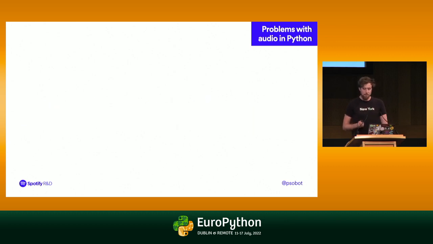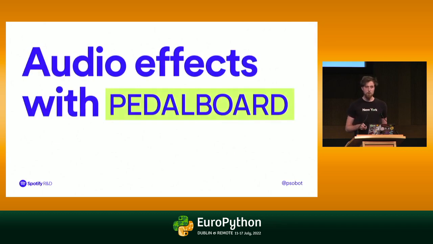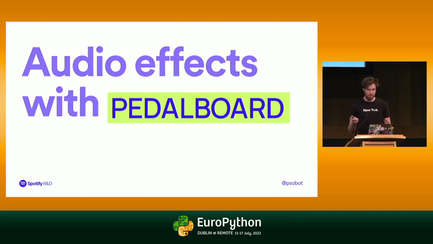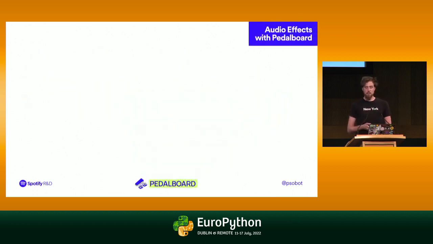OK, and that brings me to my final section here, which is talking about audio effects in Pedalboard. So we've talked about how to do some of these effects ourselves and how to make this sound really good in pure Python. But what if we use this cool library that I've been talking about to do some of these effects for us? So I'm just going to jump directly into the code here.